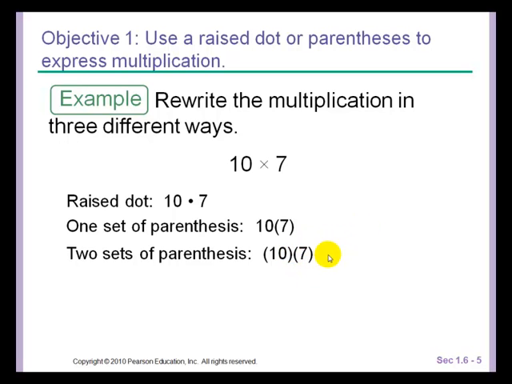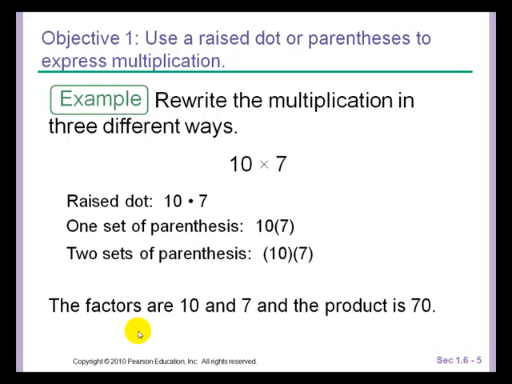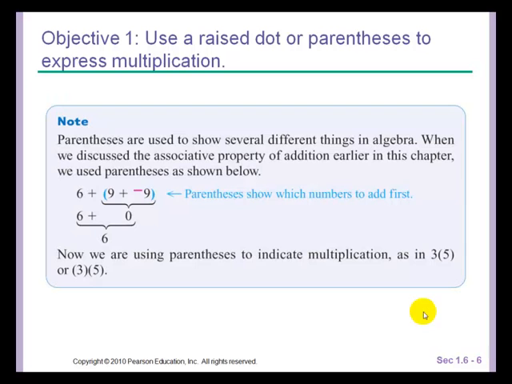I should note that in some cultures, the raised dot is what they use for a decimal point. So in some countries, this would mean 10.7. If that is true for you, I would recommend using the parentheses to avoid confusion. I, however, will use both, and sometimes I'll use them in combination. Again, the factors would be 10 and 7 because that is what is being multiplied together, and the result is 70, or the product is 70.